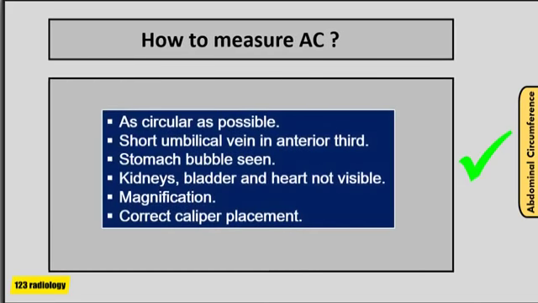So, to remember, in abdominal circumference measurement, obtain a section as circular as possible. Short umbilical vein in anterior third. Stomach bubble should be seen. Kidneys, bladder and heart should not be visible. Magnification is important. And correct caliper placement is essential.